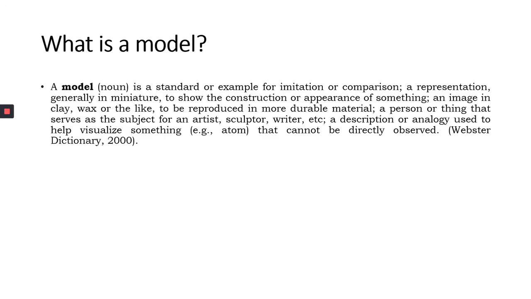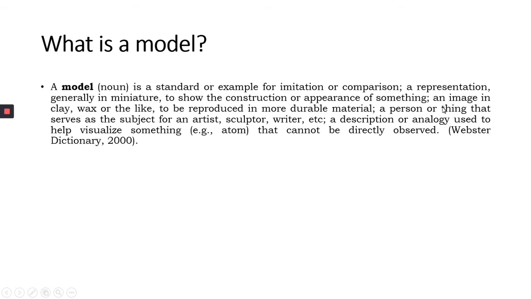So models, so when we speak of models, we often imagine images of people walking up and down on a platform. Those kinds of models, right? So when we watch the models on stage, we are subconsciously told that this is how you would look if you wear those garments. So thus, a model is a standard or example for imitation or comparison, a representation, right? It is a representation generally in miniature to show the construction or appearance of something.